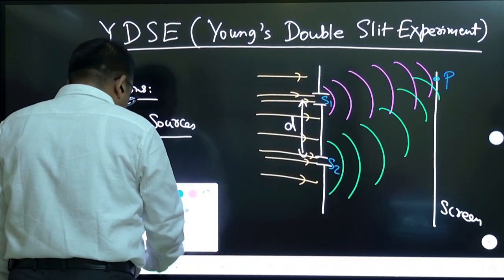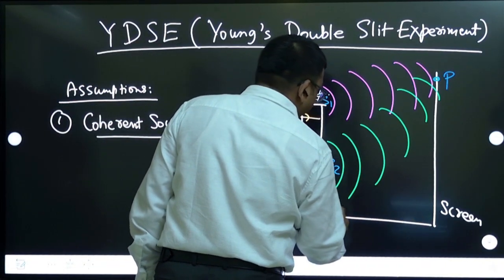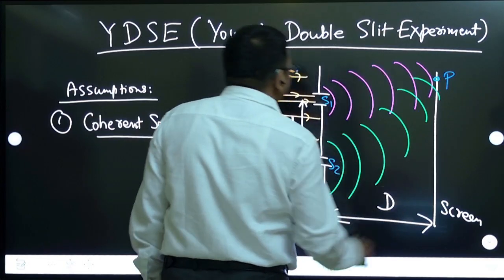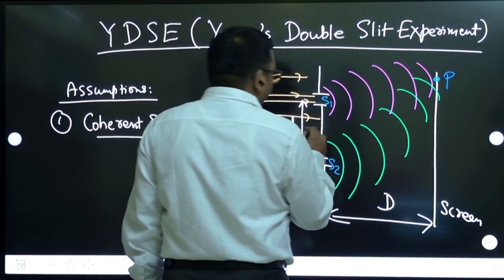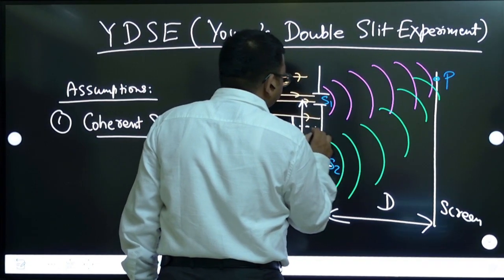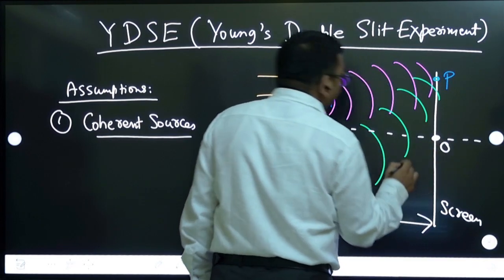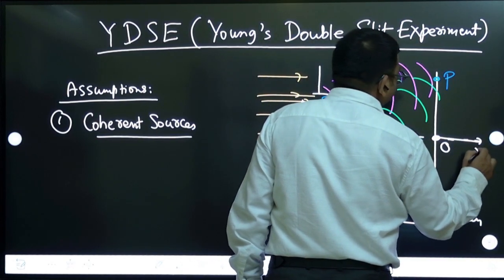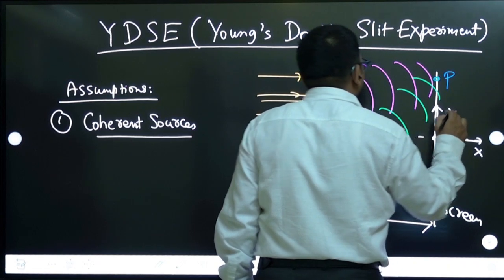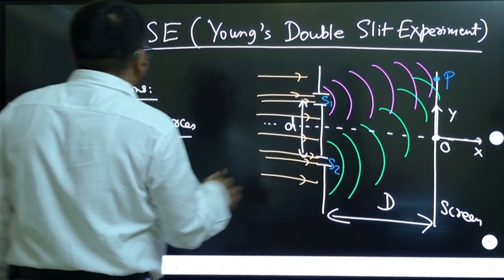The distance between the screen and the slits is capital D. This is like the axis of this experimental setup. This point you can consider as O. This can be taken as the x-axis, and this can be taken as the y-axis, like this. We will be coming into more detail.